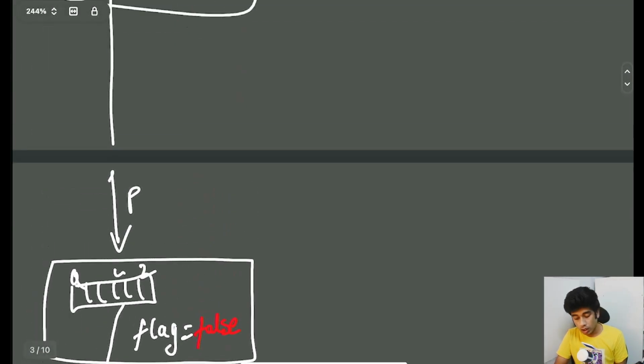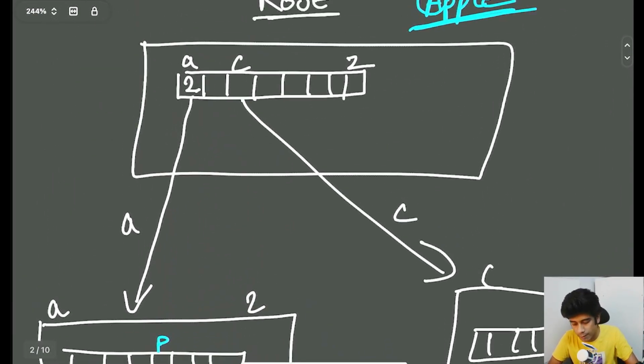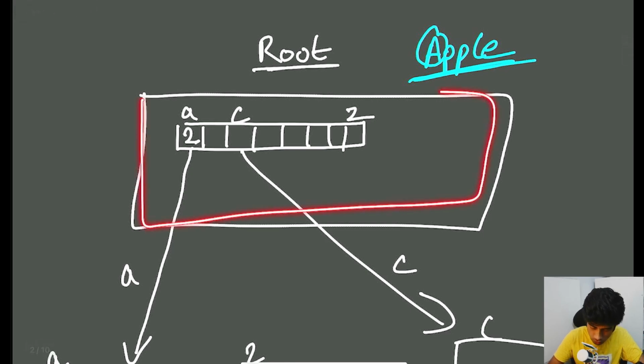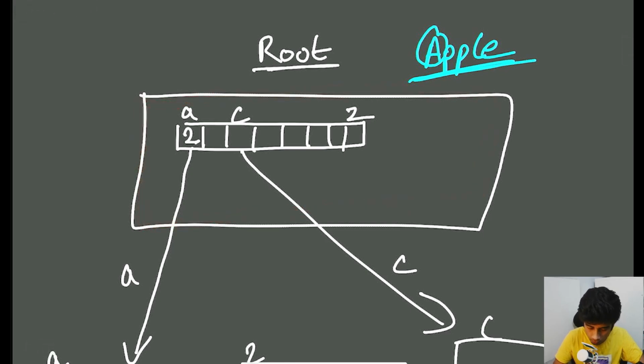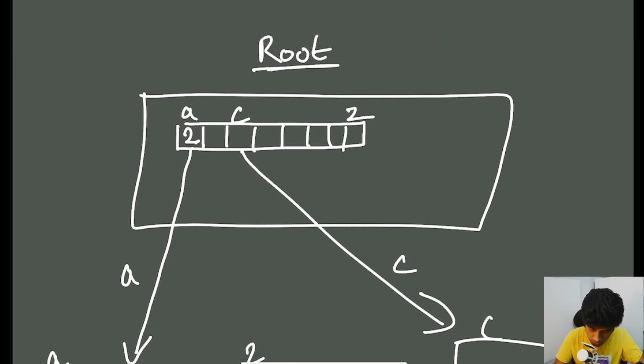Since we've reached the end of the word, we make our flag true to indicate that. Now, if I were to do the search operation on this trie to search for the word apple, how would this work? So I'll first start from the root. And now I'm processing this word one by one. So let's write this again. So I have the word apple. Now I'll first process it character by character. So now first we have A.